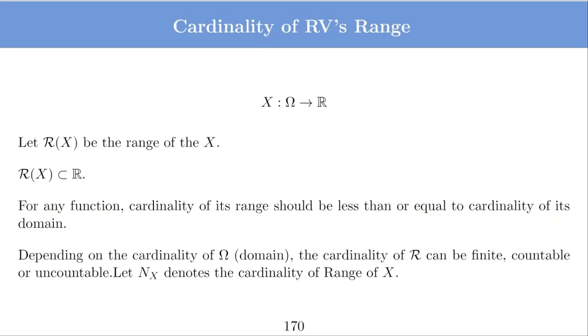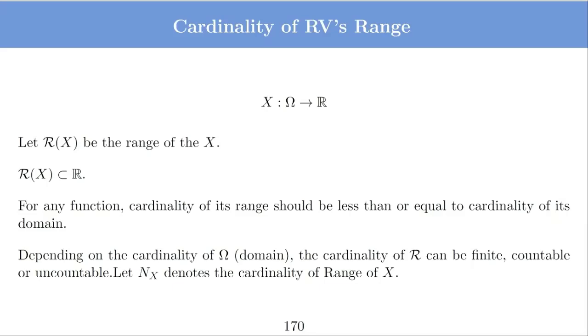And of course, you can map x1 and x2 to a single number. So if you map all of them to a single number, the range will only contain one value. But if you map each outcome to a different number, your range will have the same number of elements as the domain. This will be a bijection then. But there is no way you can have more elements in the range.